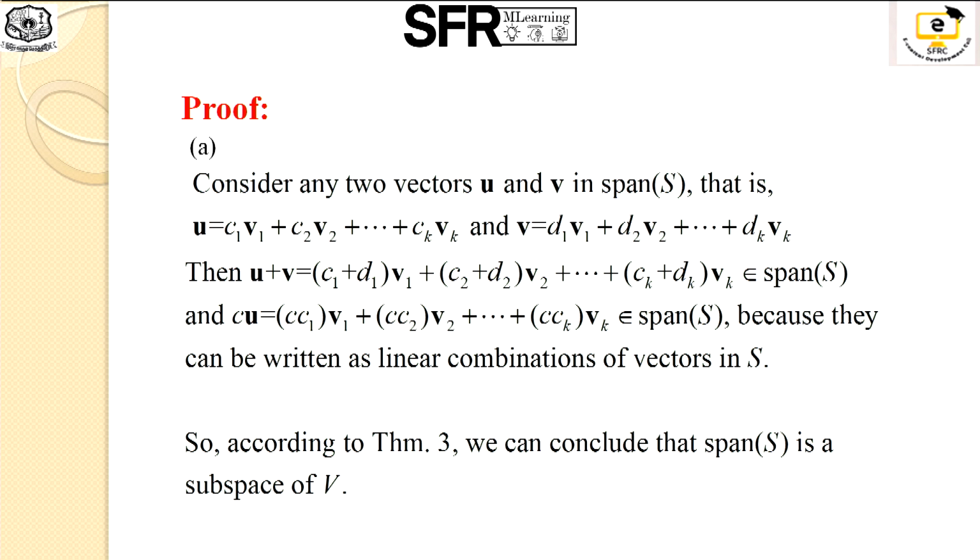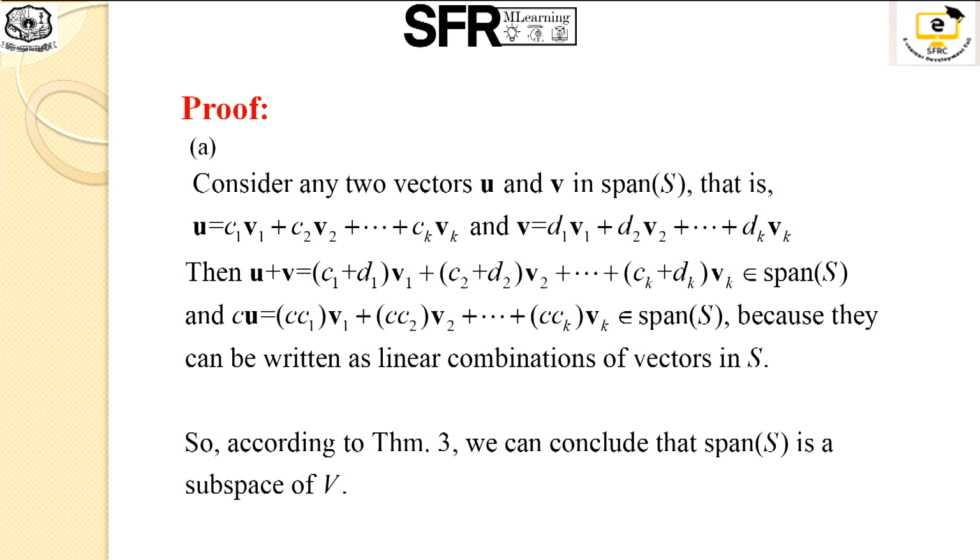And also we find the scalar multiplication of u. Cu equal to c c1 v1 plus c c2 v2 plus etc. plus c ck vk, which is also in span of S, because they can be written as a linear combination of vectors.